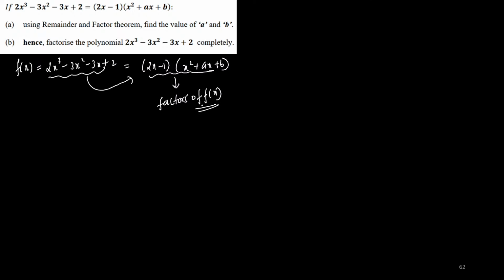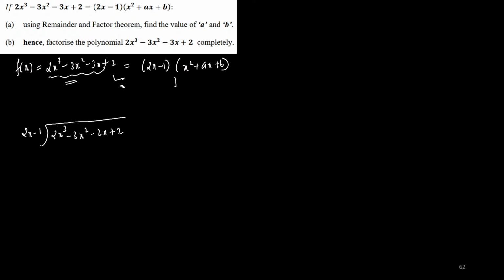These are nothing but the factors of f of x. So if 2x minus 1 is a factor of this f of x, I can divide f of x, 2x cube minus 3x square minus 3x plus 2, by 2x minus 1. I can do that when I take it to the other side. So now I will just take this expression to the other side.